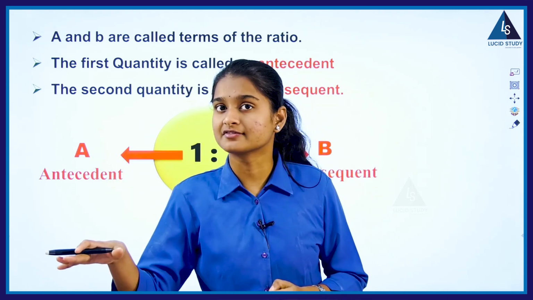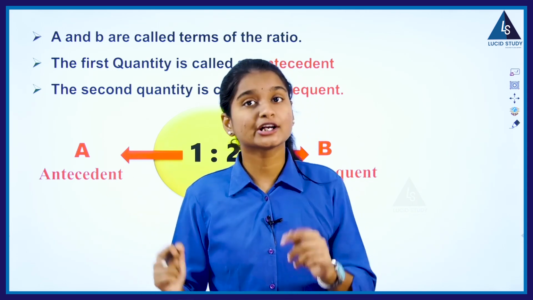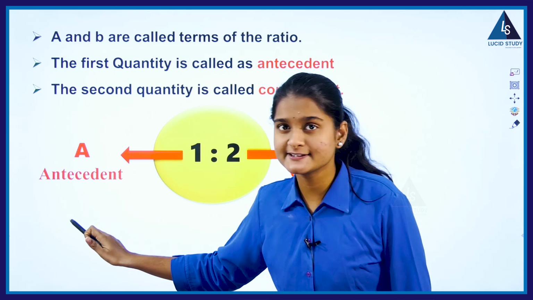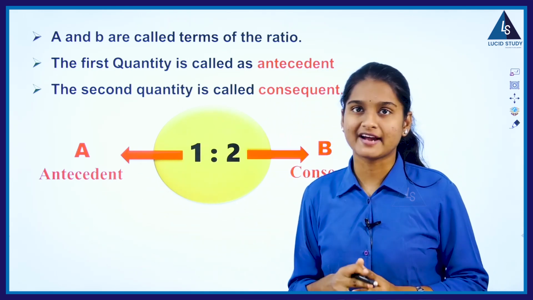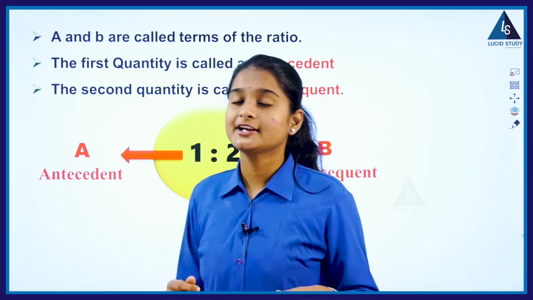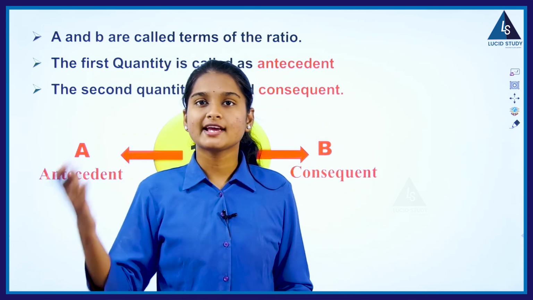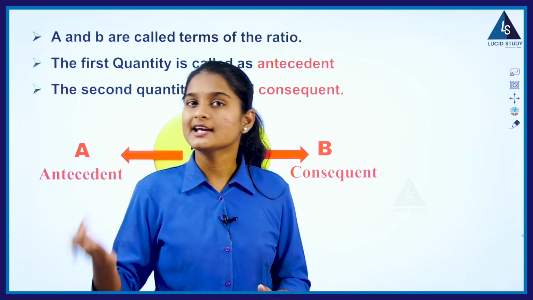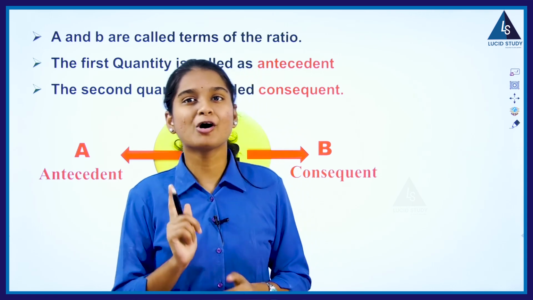Let us take two quantities A and B. Here A is 1 and B is 2. A and B are called the terms of ratio. A is called as the antecedent and B is called as a consequent. So remember, if there are any two terms A and B, they are called the terms of ratio. A is called as an antecedent and B is called as a consequent.